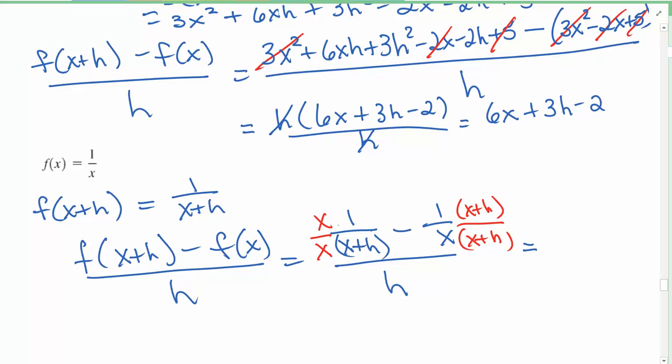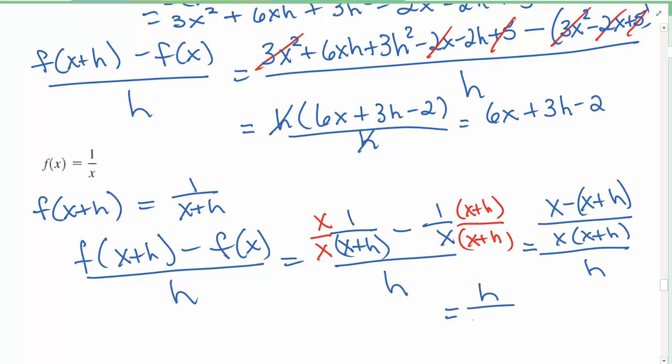So this here is just going to be x minus (x plus h), and you're going to be careful to put that in parentheses, over your common denominator, which is x times (x plus h), and that's all over h. Okay, now x minus x, those cancel out. You're just left with an h in the numerator. So it's h over x times (x plus h).